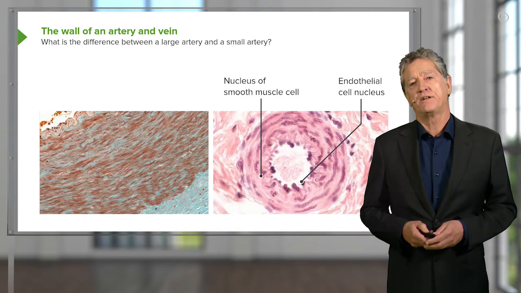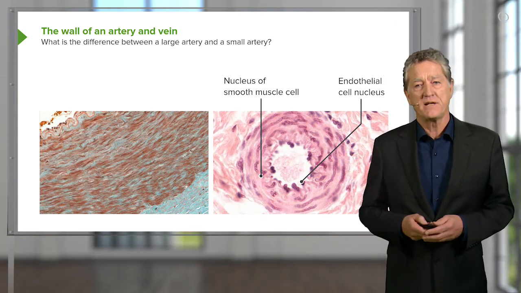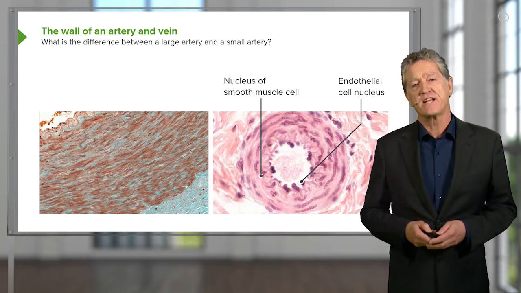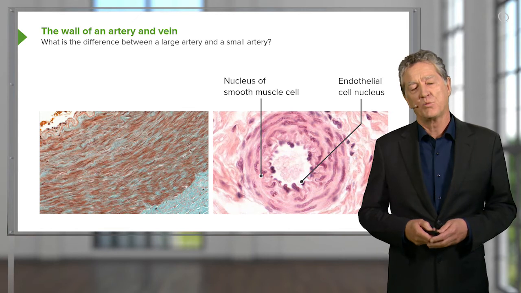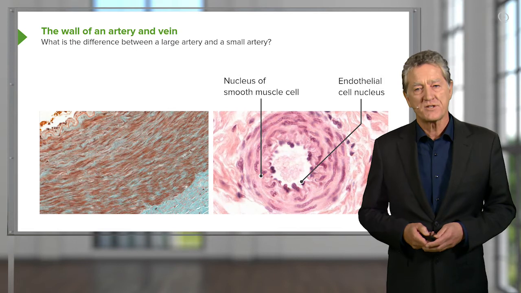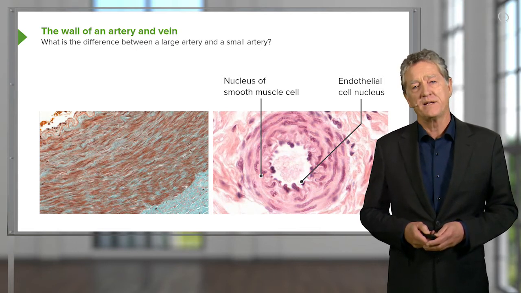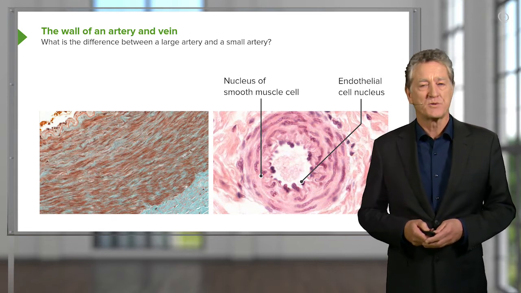And then it's very hard, of course, in this section, in this small artery, to distinguish components of the tunica adventitia and where the surrounding connective tissue begins. So essentially the layers just get smaller, particularly the layers of the media, the layers of the smooth muscle, when you go from a large artery to a smaller one.